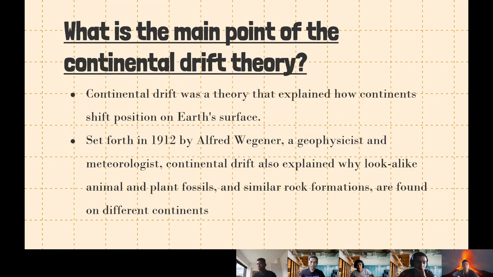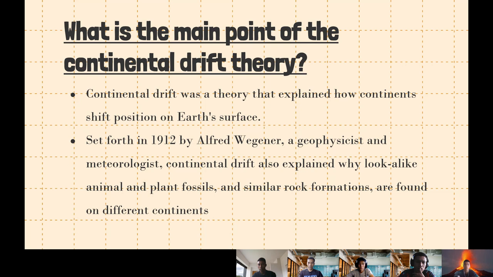So, what is the main point of the continental drift theory? Continental drift was a theory that explained how continents shift position on Earth's surface, set forth in 1912 by Alfred Wegener, a geophysicist and meteorologist. Continental drift also explained why look-alike animal and plant fossils and similar rock formations are found on different continents.